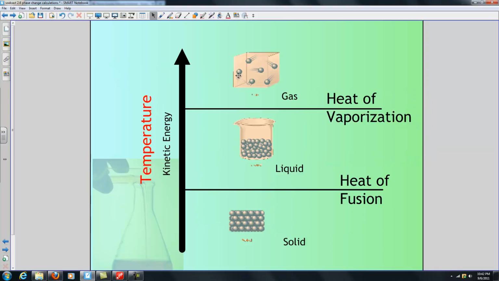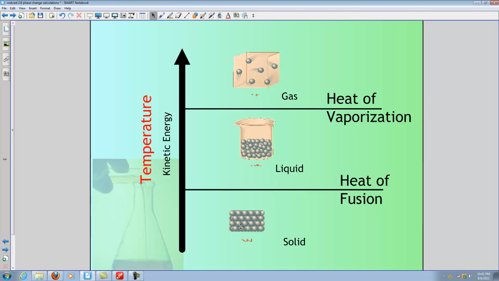And if you remember, where we left off in the last vodcast was basically we had this diagram where we've got increasing kinetic energy going along the side. And remember that kinetic energy is basically temperature for us. And then from that, we've got solid, liquid, and gas. So as we increase the kinetic energy, we change the phase. We go from solid to liquid to gas.